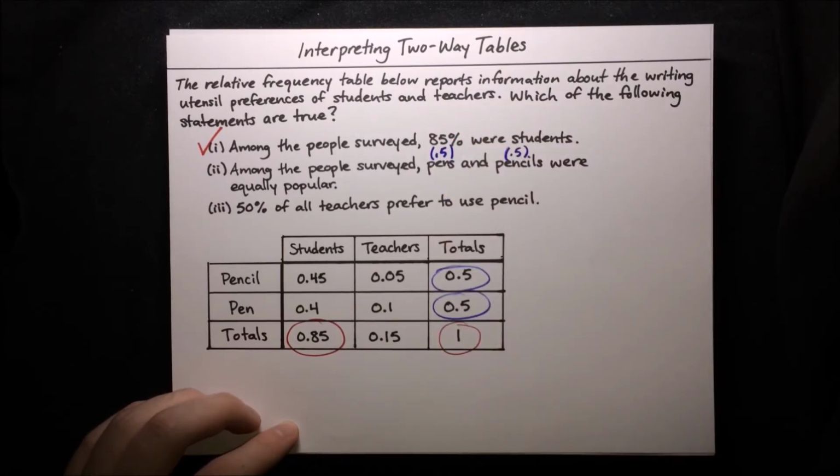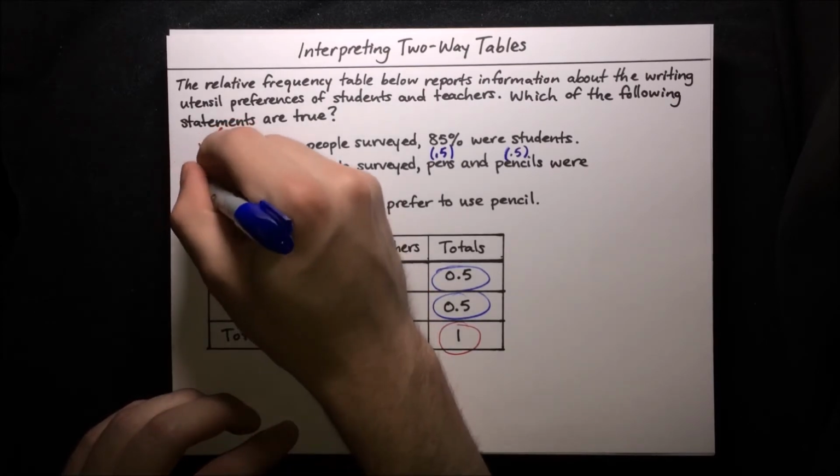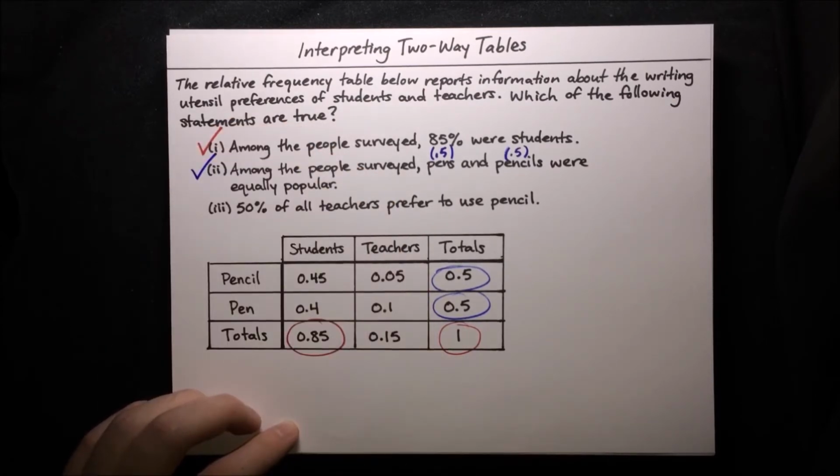So an equal portion of people prefer pencils and pens, and thus they are, in fact, equally popular, at least among these people surveyed. Alright, next up, statement 3: 50% of all teachers prefer to use pencil.